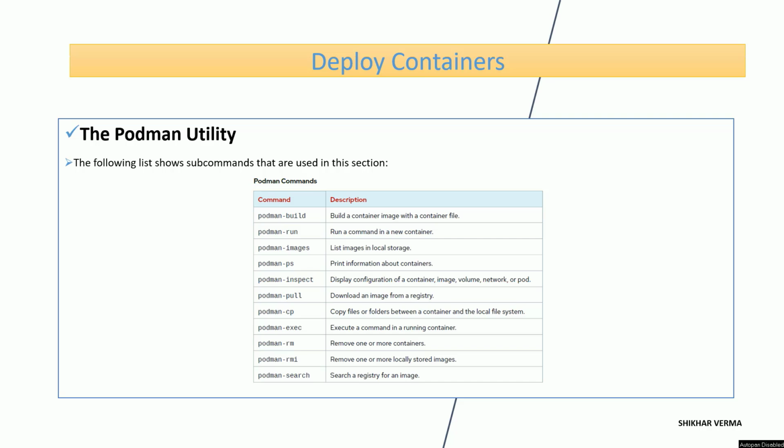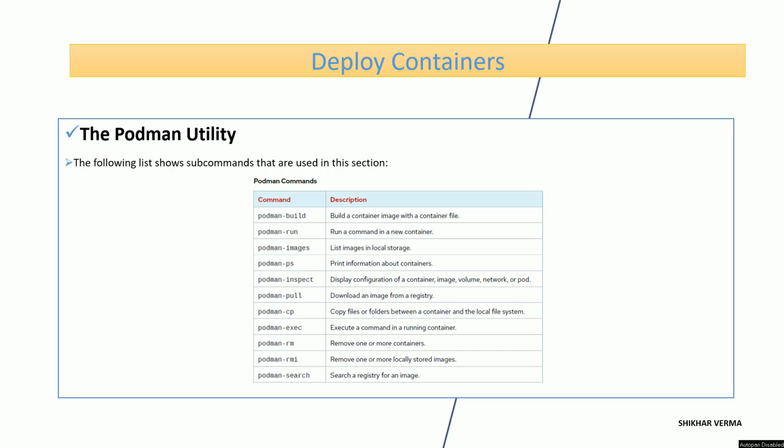In the previous lecture we discussed the container file. That file was trying to download a Python image from the registry that we mentioned in the container file, and after that it installs Python and then runs a command. So if you want to execute that container file, you have to use the podman-build command. No worries, I will show you each and everything practically.